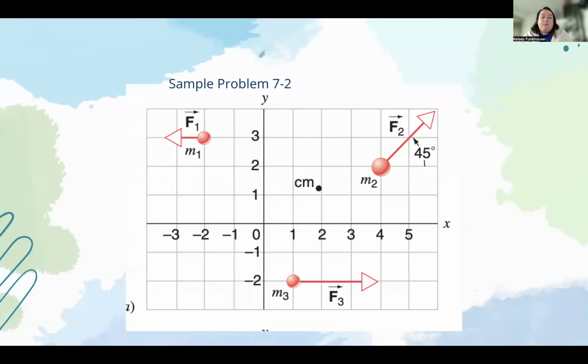For the sample problem, we have a system of 3 masses. Each mass is experiencing a different net external force. The location of the masses and the direction of the forces are shown in this figure. So let's work on this problem.